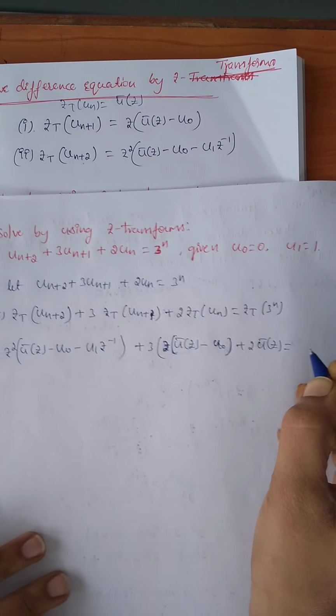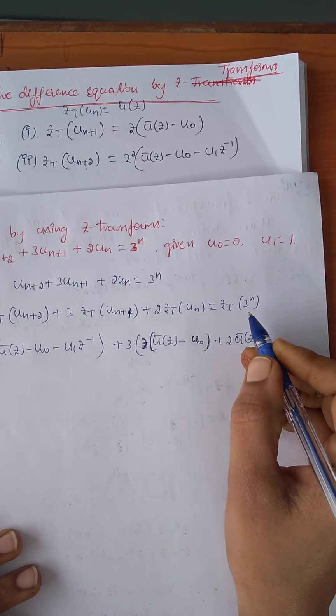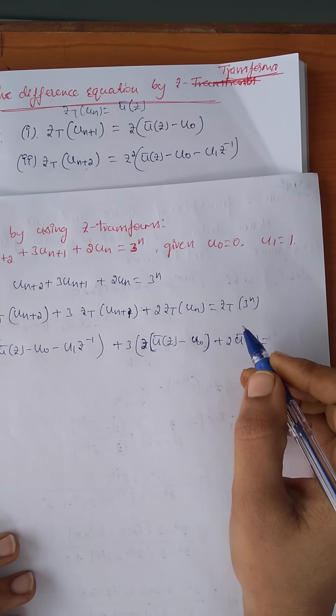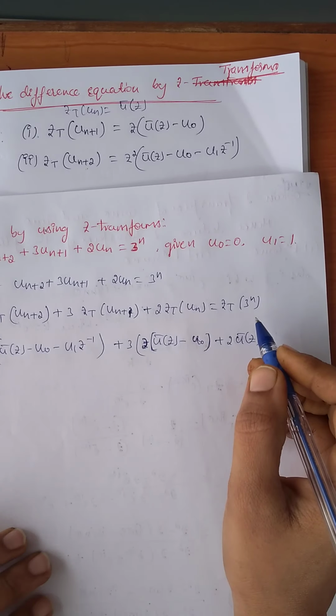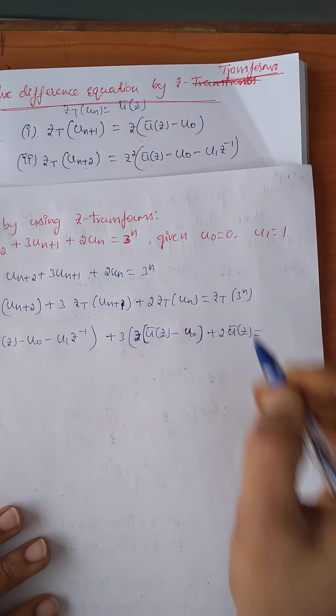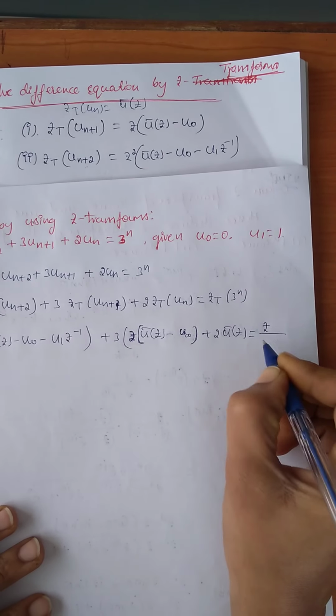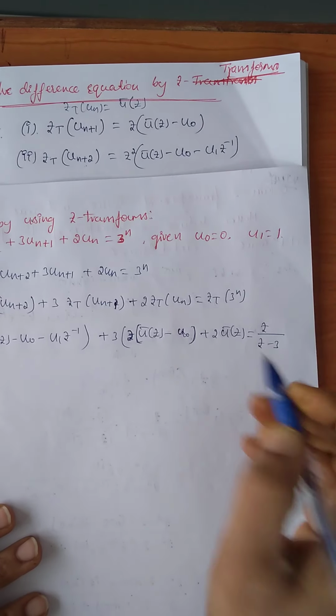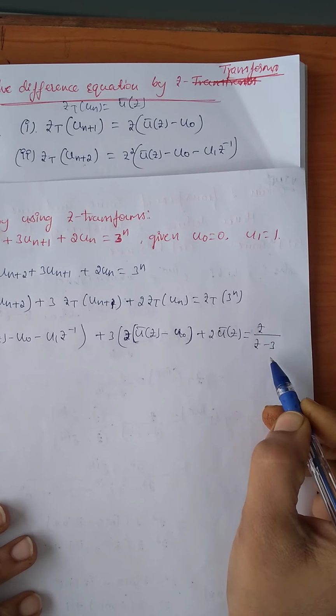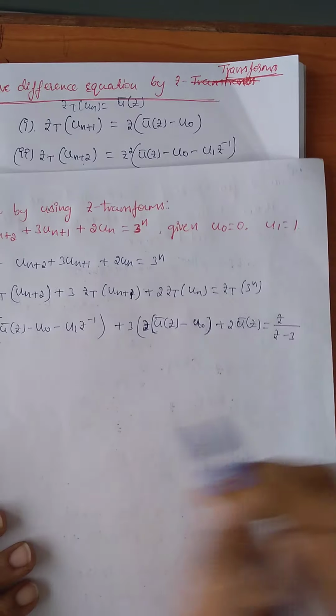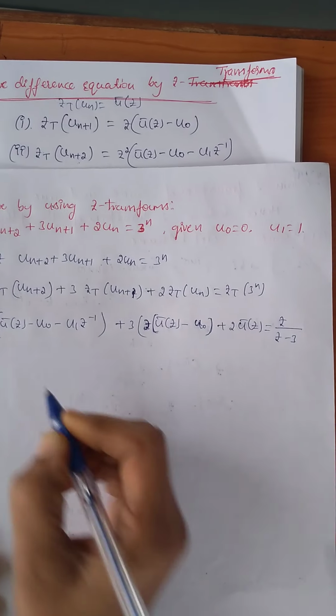This is equal to Z transform of 3^n. We know that Z transform of k^n is z by z minus k. Here k is 3. Therefore, z by z minus 3 is the Z transform of 3^n.